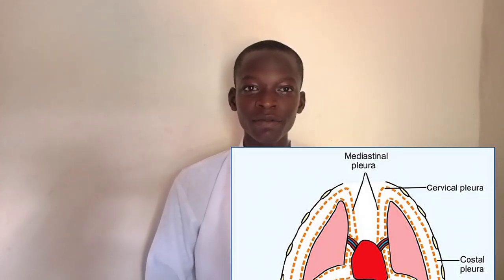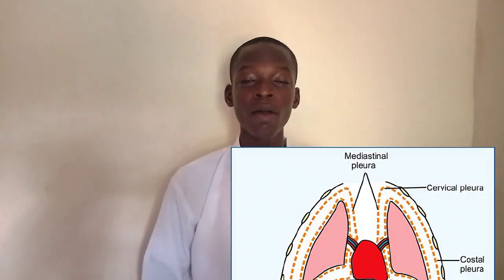The lateral relation of the cervical pleura is just the scalenus medius muscle. It is related laterally to the cervical pleura, the scalenus medius muscle. And the medial relation is just the great vessels of the neck. The great vessels of the neck are related medially to the cervical pleura.